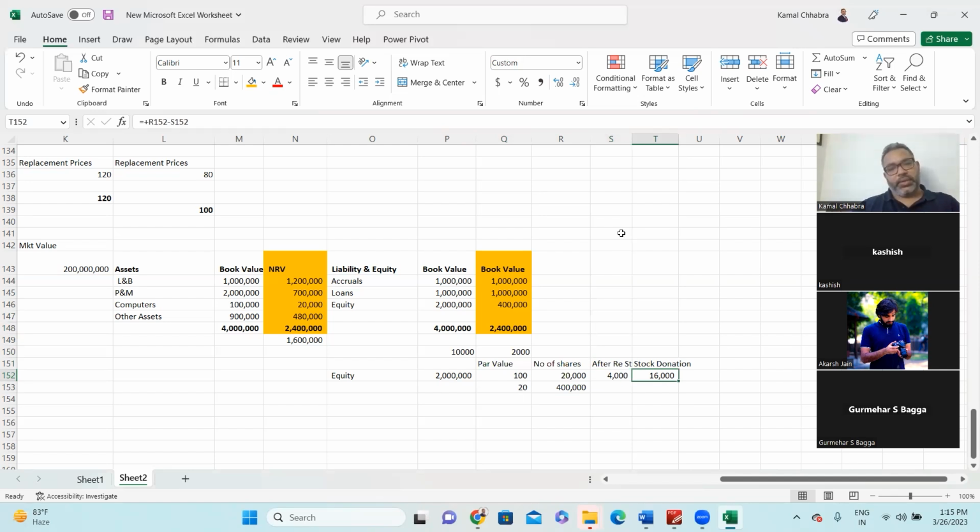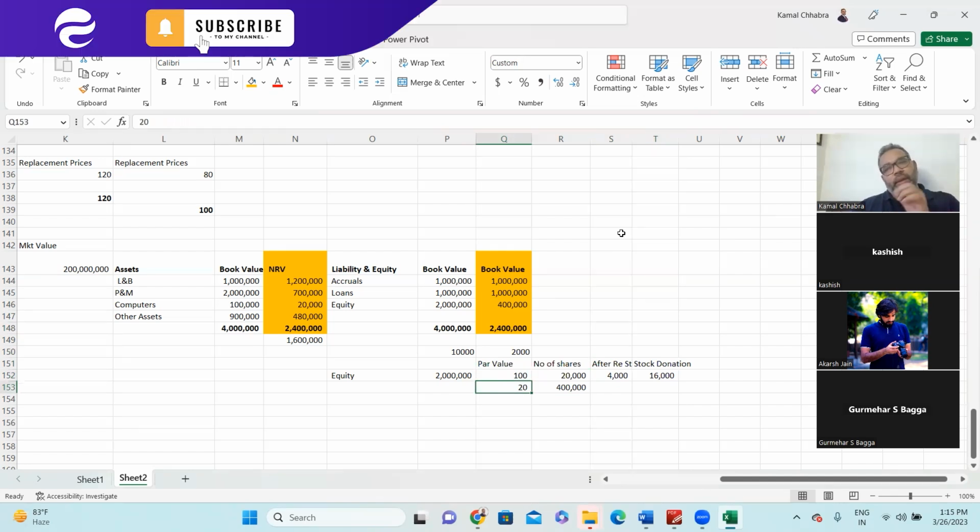One is that case. Second, if you are not reducing the number of shares, then there would be a reduction in the value per share. So value per share will go down to $20 per share, and your shares will remain the same, 20,000. So 20,000 multiplied by 20 is $400,000. Right?